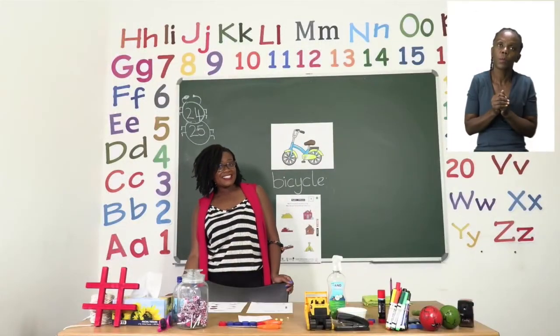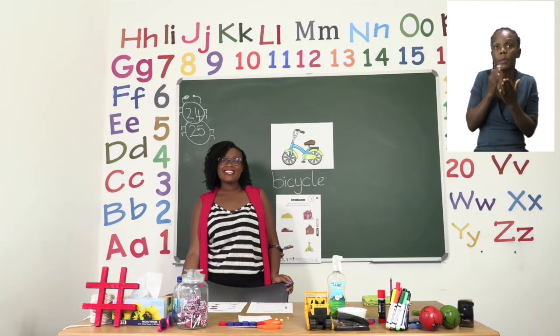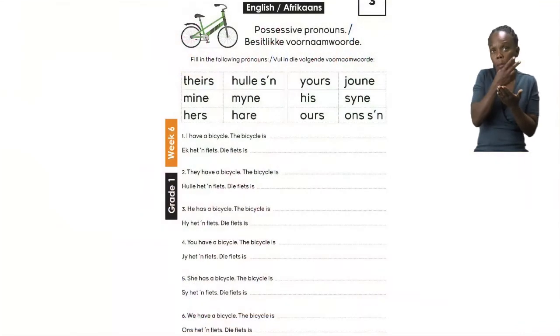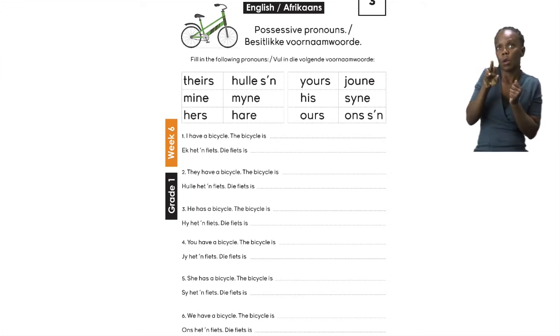For our next exercise, boys and girls, let us now turn to page 24. On page 24, we are going to be doing English. And the English that we're going to be doing is possessive pronouns. Now, I know we already know what a pronoun is. A pronoun is a word that is used to replace a noun. But we also have possessive pronouns, and these are special because they show ownership, what belongs to someone.